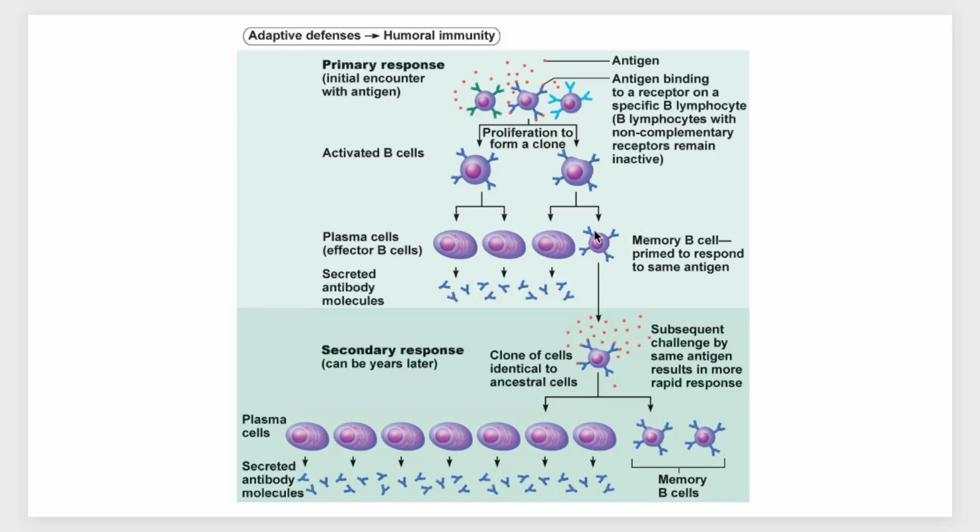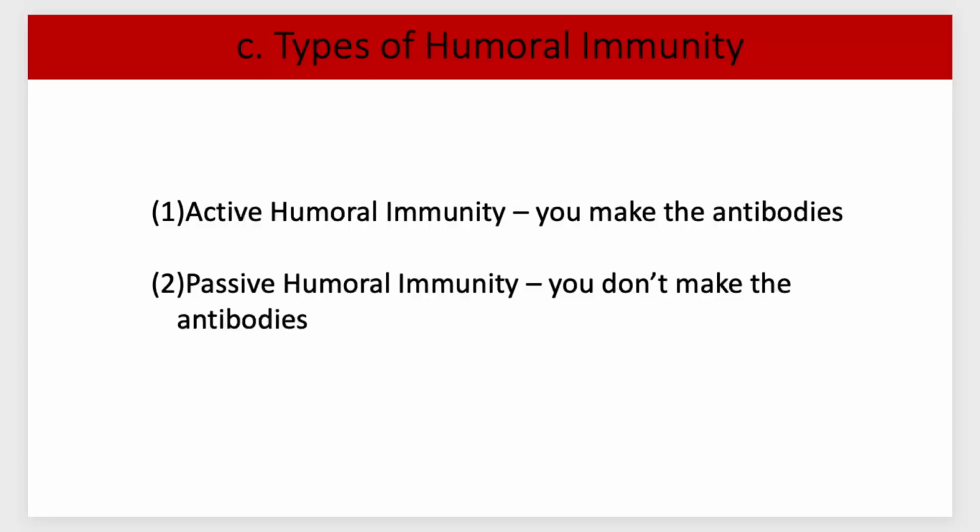And then every time that happens, memory cells are made so that the next time, here in the secondary infection, you have these memory cells ready to go to produce more plasma cells, to produce more antibodies, and so forth. So you get that infection off more quickly the second time. So what are the types of humoral immunity?